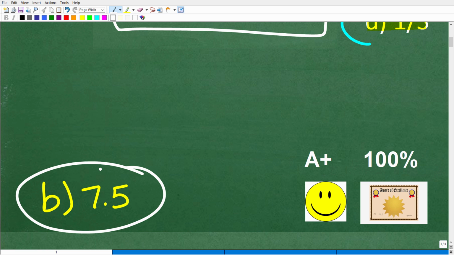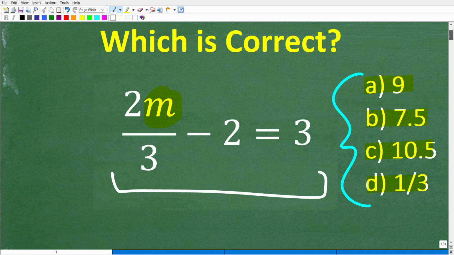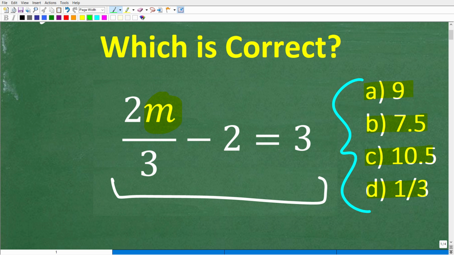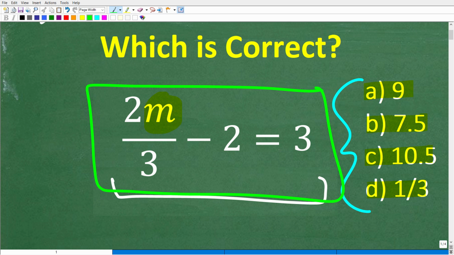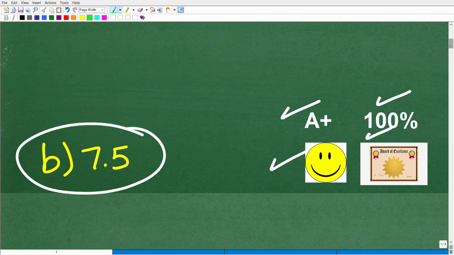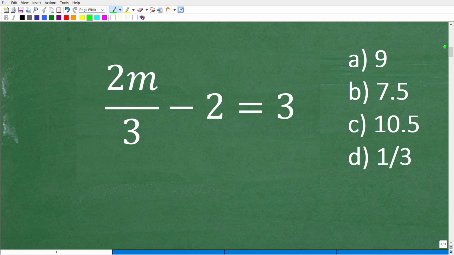Now, if you got this right, you definitely get a happy face, an A plus, a 100%, and a certificate of excellence, because you appear to be a certified professional expert in the area of solving a two-step, one variable linear equation. That's very impressive. In fact, you may want to tell your friends and family that you're able to do that. They'll be like, I have no idea what a one variable two-step linear equation is, but it sounds pretty cool. Congratulations, I'm going back to my Netflix. But all seriousness, if you got this right, that's very good. And if you didn't, no big deal. I'm going to teach you exactly how to solve this problem right now.